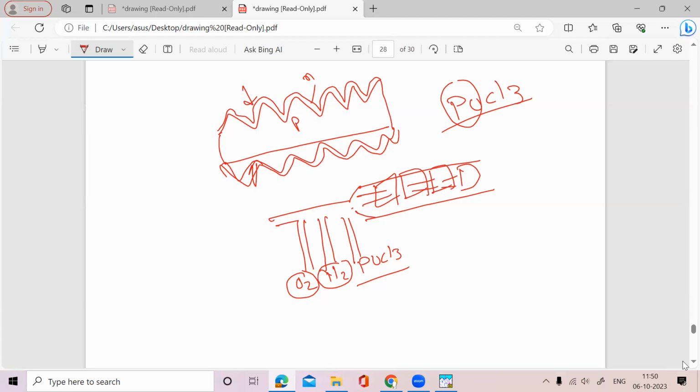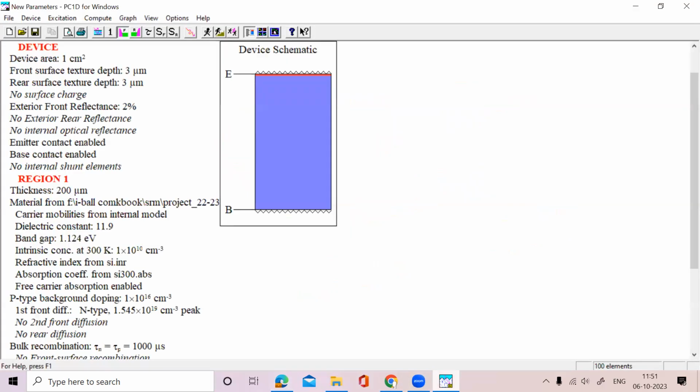So this is the criteria, and this temperature will be 900 degrees centigrade to 1100 degrees centigrade. Okay, so my diffusion part is complete. Second, front diffusion also you can do. I am not talking about the rear diffusion.